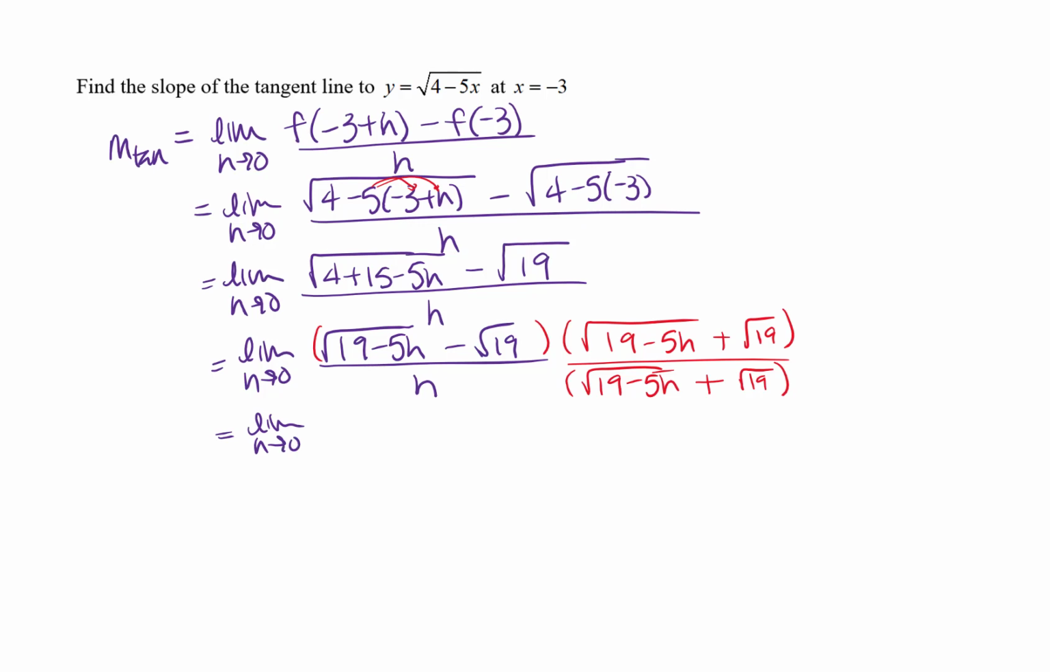But alright, so with this one though, when I multiply by that other factor in a difference of squares, we should be able to just keep going here. So square root of 19 minus 5h times itself, that will just be 19 minus 5h. And then I will have a plus square root of 19 times square root of 19 minus 5h, and a minus square root of 19 times square root of 19 minus 5h. Those middle terms will cancel. And then minus square root of 19 times square root of 19 will be just 19. Ooh, and so I get some nice cancellation on the numerator.